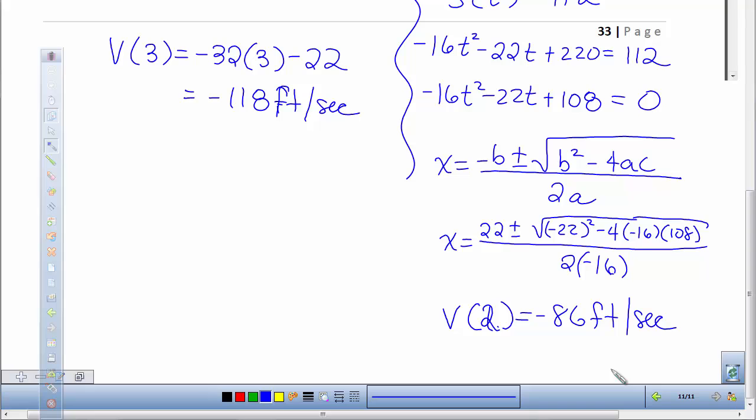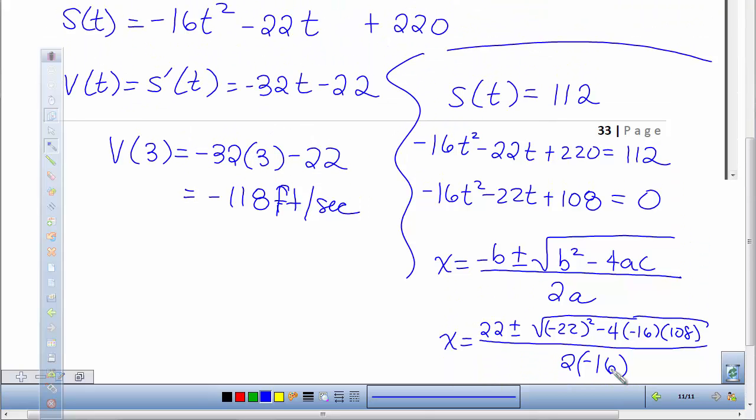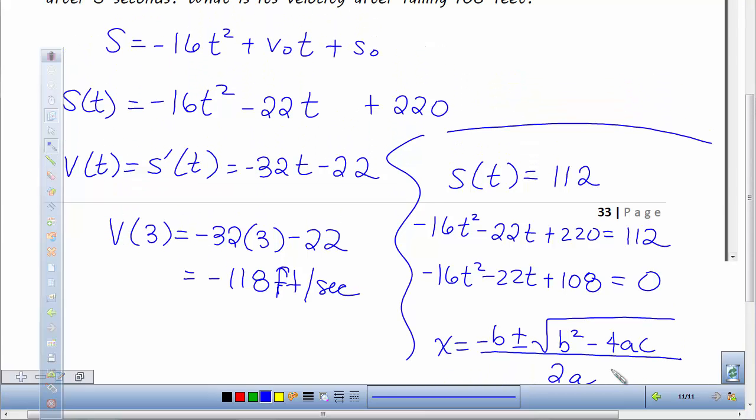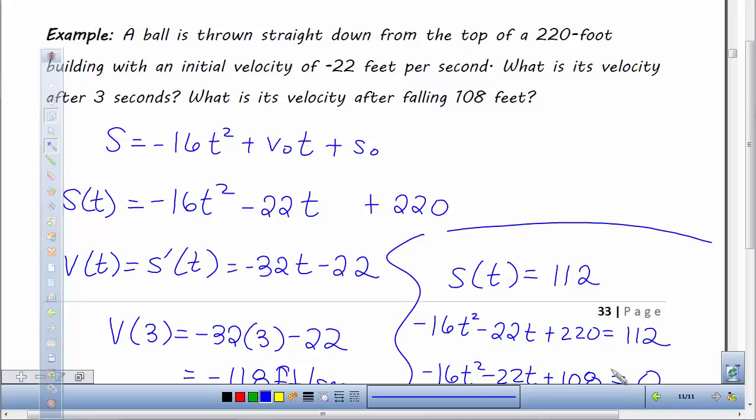Is that okay? Okay. All right, other questions about this? Okay. All right, there's definitely one in the homework like that because we kind of saw it earlier today.